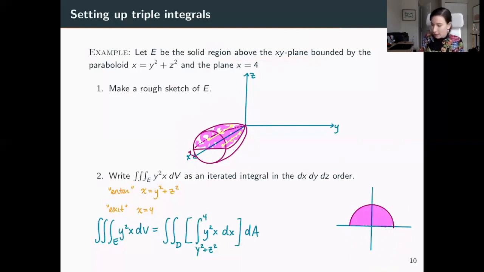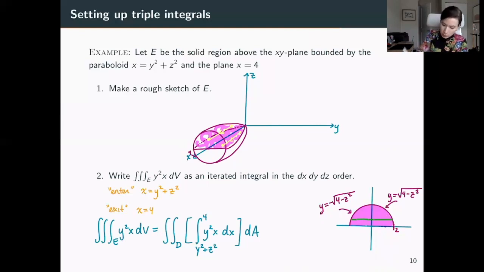We know that the radius of this circle is going to be 2 because of where we are slicing this paraboloid. So note that this side of the circle is going to be given by the equation y equals the square root of 4 minus z squared, whereas this side of the circle is going to be y equal to negative square root of 4 minus z squared.